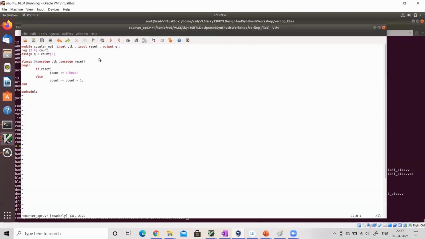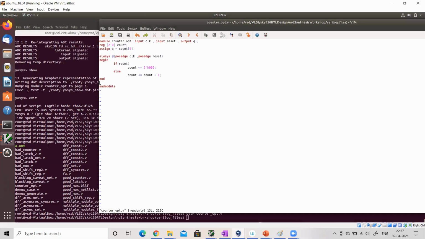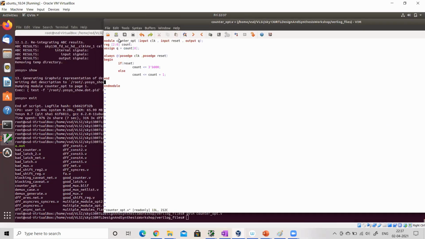So let us look at this code. The code is present in your directory, the same directory only here. The code name is counter_opt. Basically, this module is accepting a clock and reset, and it's generating an output called Q. There's a signal internal to it, which is a 3-bit register called count. And we are writing always @(posedge clk, posedge reset). If there's a reset, the counter is initialized to 0, else the count is incremented.